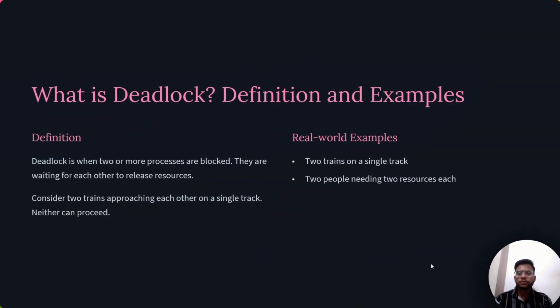What is deadlock? Definition and example. Deadlock is when two or more processes are blocked, waiting for each other to release resources. For example, consider two trains on a single track, or two people needing two resources each. Two trains approaching each other on a single track, neither can proceed.